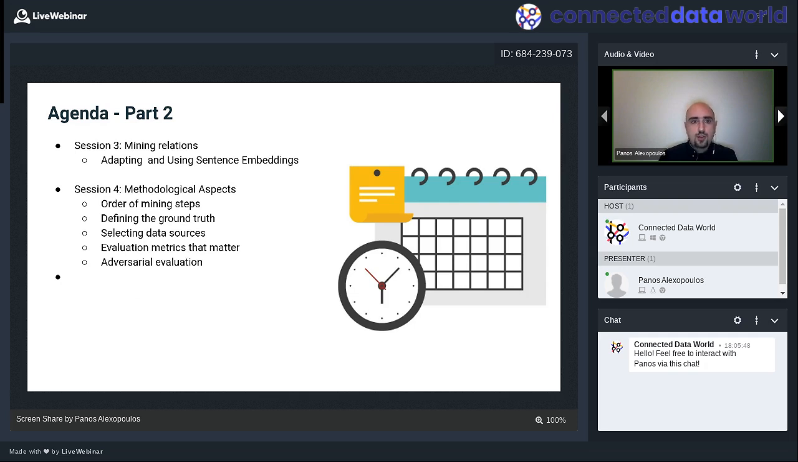We need to be careful when we define the ground truth against which we're going to evaluate these NLP systems. Also, how we select data sources, what we need to consider when we select the data from which we're going to mine the knowledge graphs. How we evaluate the result, and that includes also something that I like to call adversarial evaluation. So an evaluation whose aim is not just to see how good the system is, but also how bad it is. Not in order to badmouth it, but in order to understand where its flaws are and where we should be really careful.